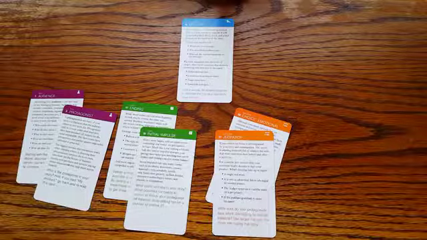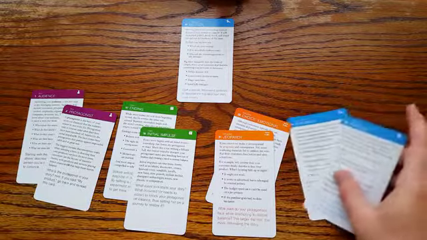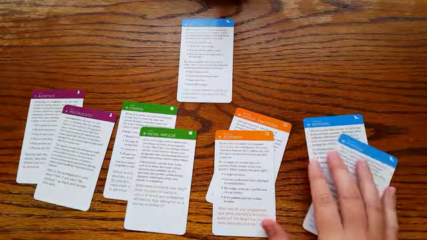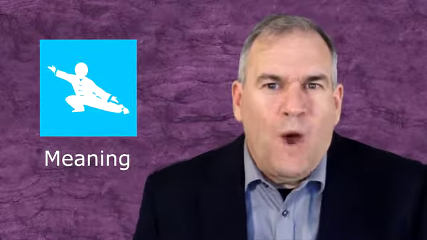And last but not least are the two technique cards, the purpose and the meaning. The purpose is for you. What is the purpose of you telling this story? Why are you doing it? What are you expecting at the end of it? What is the outcome that you need? And then there's the meaning. That's for your audience. That's not for you. What does this presentation or this idea or this concept mean to them? From their perspective, what does it mean to them?